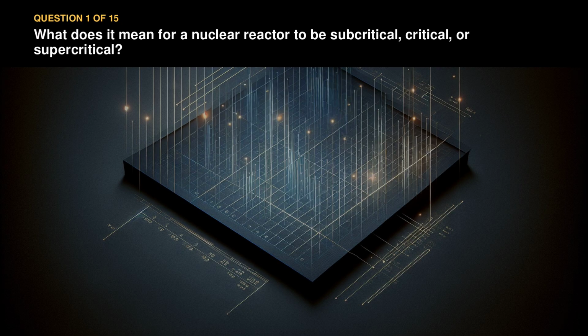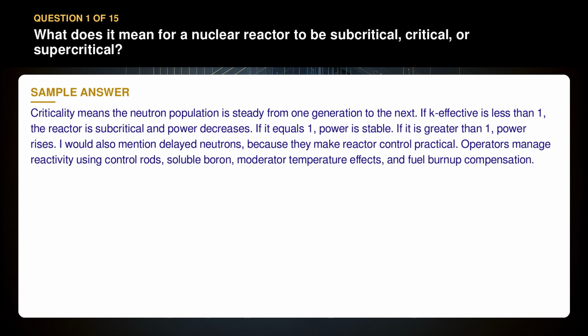Question 1. What does it mean for a nuclear reactor to be subcritical, critical, or supercritical? Criticality means the neutron population is steady from one generation to the next. If K effective is less than 1, the reactor is subcritical and power decreases. If it equals 1, power is stable. If it is greater than 1, power rises.